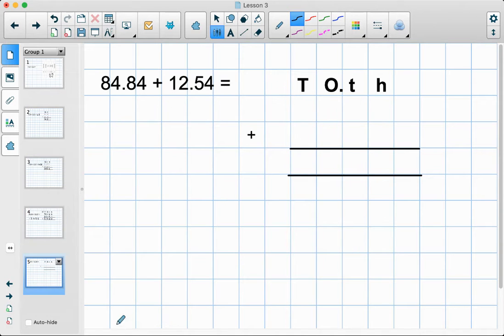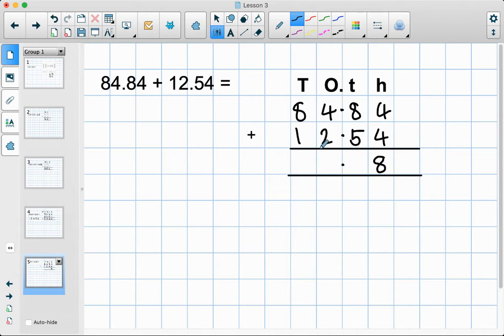Okay, so here we're going to set this out as we did before, decimal places here, 8 and 4 before the decimal place, and then 8 and 4 after the decimal place. Then we've got 1 and 2, sorry, and 5 and 4. So again, we're going to start from this side here. 4 add 4 is 8. And then we've got 8 add 5. So 8 add 5 is 13.